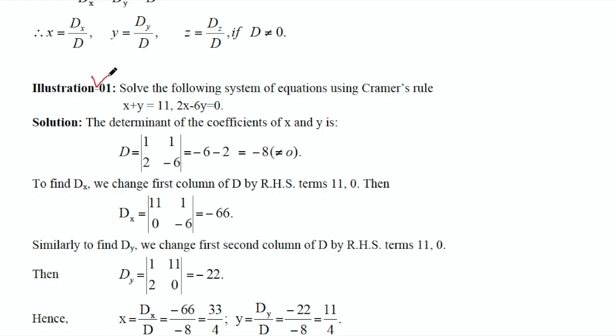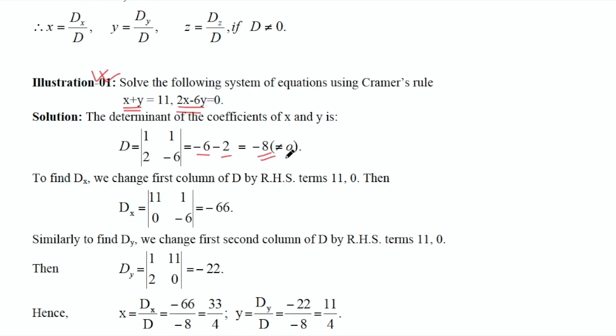Let us try this one. Here the coefficient matrix D is 1 1 and 2 minus 6. Determinant of 1 1 2 minus 6: 1 into minus 6, which is minus 6, minus 2 into 1, which is 2. So it is minus 8, which is not 0.